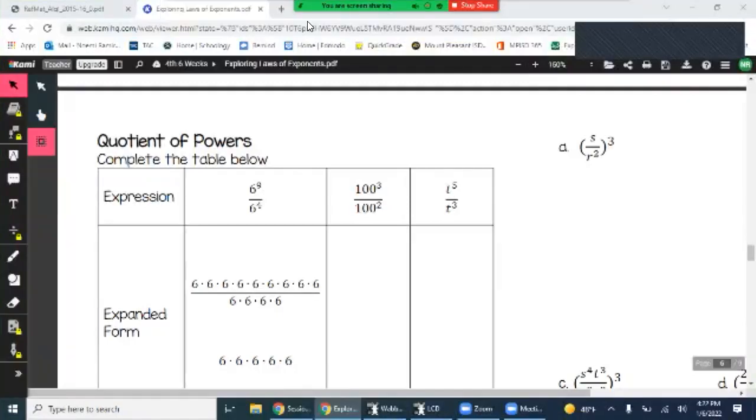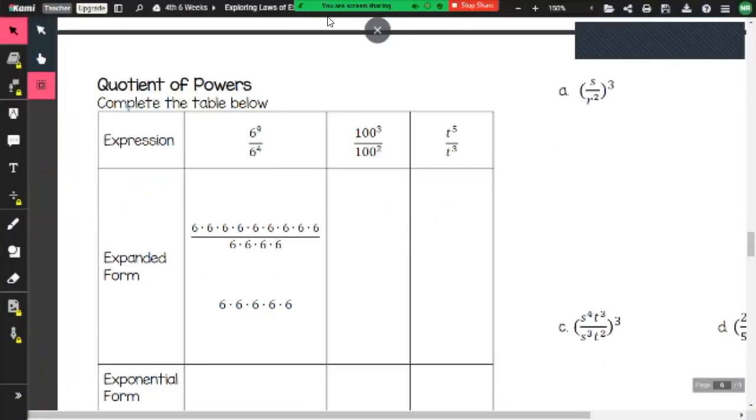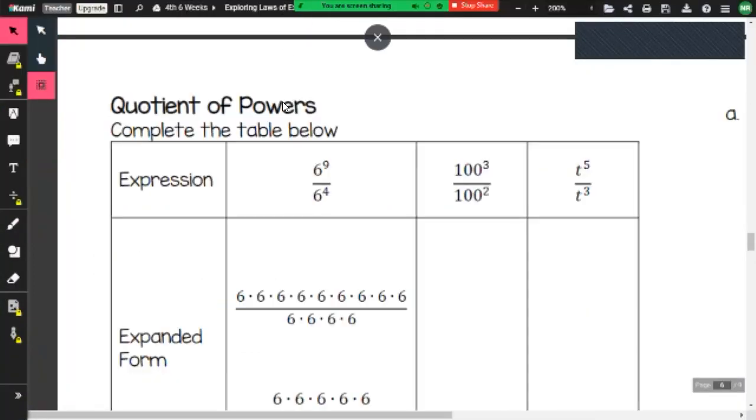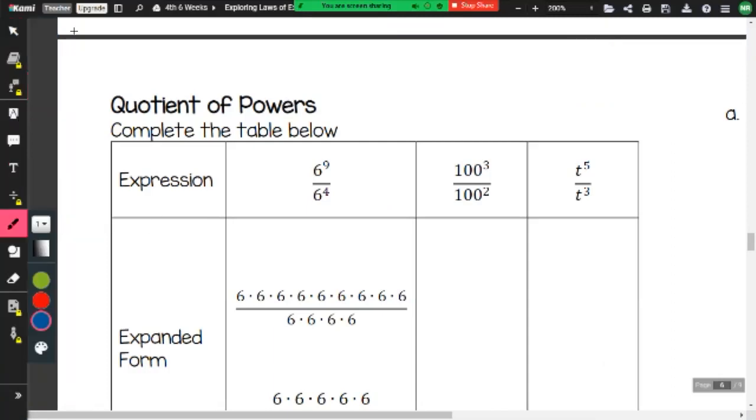All right, guys. So tomorrow we're going to get into a new rule, and that is the quotient of powers. Now, if you think back to last semester, we did go over the word quotient. Quotient represents the word division in algebra. So it's just another way of saying division. Quotient is division.